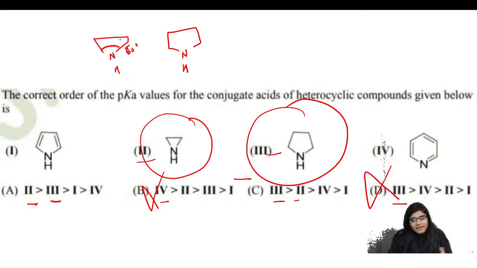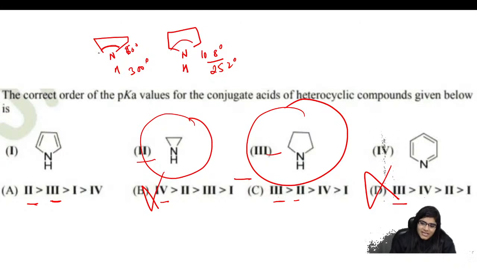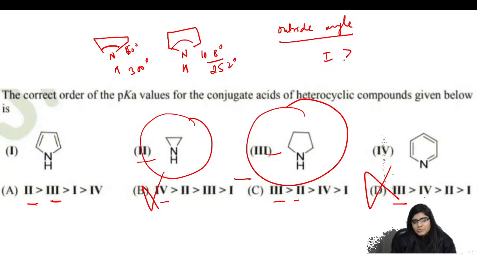But still, let's take the standard value of an equilateral triangle, which is 60 degrees. Similarly, for a 5-sided regular pentagon, we write down 108 degrees. So approximately this angle would be 300 degrees and this angle would be 252 degrees. If I compare the outside angle, the outside angle in 1 is more than in 2.